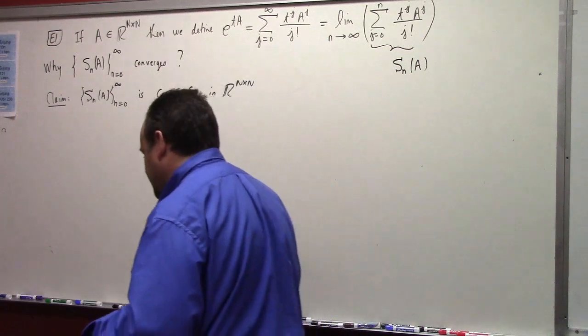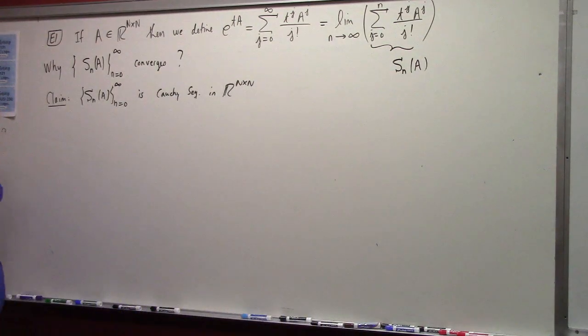If the sequence converges, does that imply the series converges? That's the definition. The series converges if and only if the sequence of partial sums converges. That's how we define a series converging.